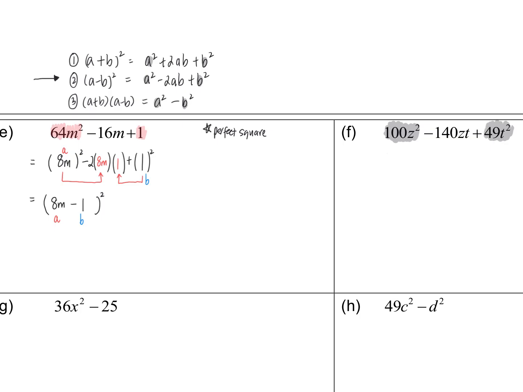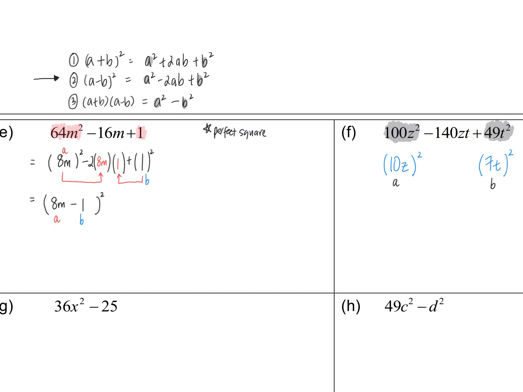So I start from making this back into the squares. So 100z square is what square? 10z square. Okay, what about 49t square? 7t. Okay, so when 10z times 10z, I get 100z square. 7t times 7t, I get 49t square. So I've done my a and b. So this is my a, this is my b.